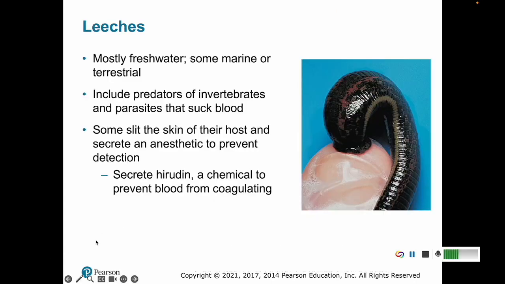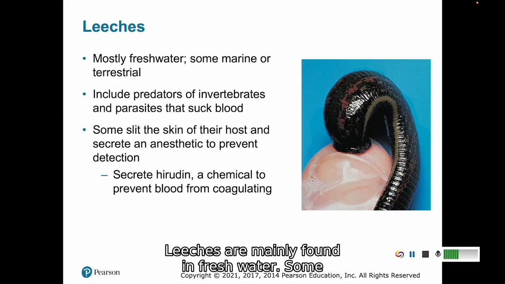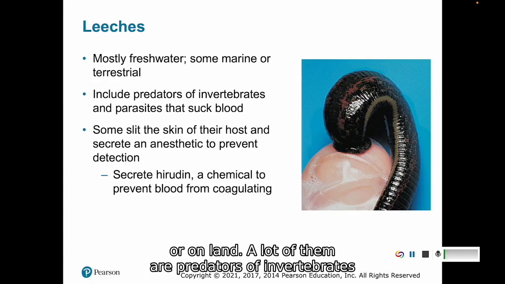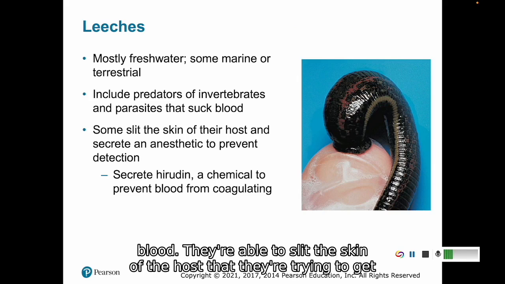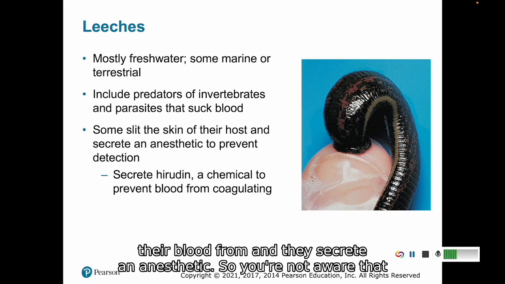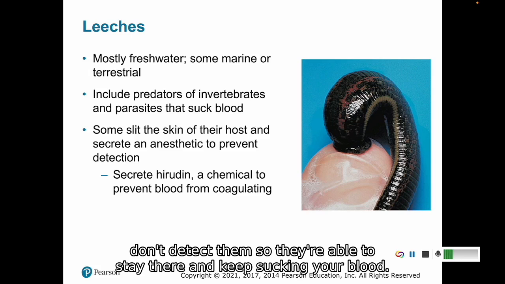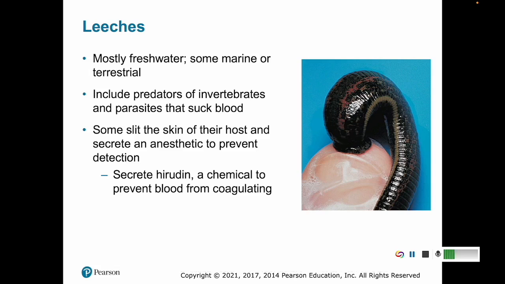And then leeches. Leeches are mainly found in fresh water. Some of them can be found in salt water or on land. A lot of them are predators of invertebrates and parasites that suck blood. They're able to slit the skin of the host that they're trying to get their blood from, and they secrete an anesthetic. So you're not aware that they're sitting there biting you because that anesthetic is numbing you so you don't detect them. So they're able to stay there and keep sucking your blood.